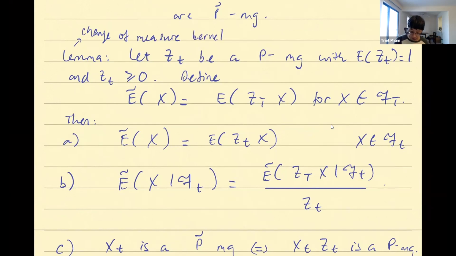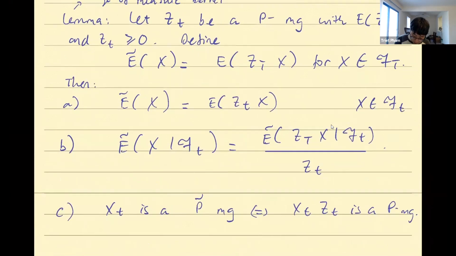And I made a mistake here. This should not be tilde, it should just be E. So basically, the lemma is very straightforward or intuitive. It always relates, because this is the new one and this is the old one. And you define, this is your definition. Then it extends from this definition to what would happen under the new one with what happened under the old one. New one, old one, okay?